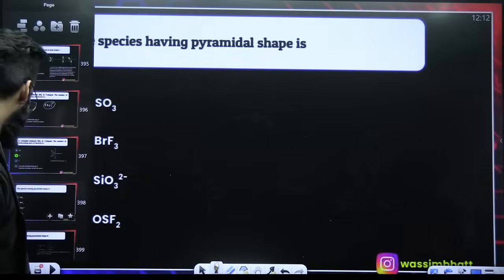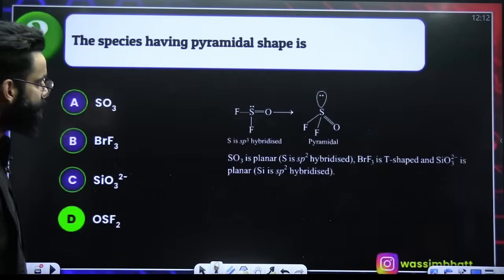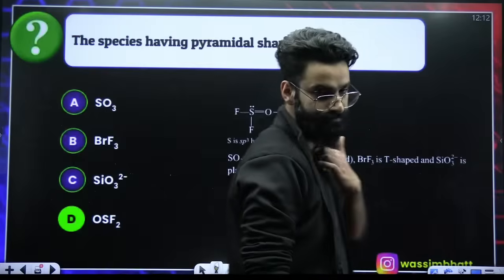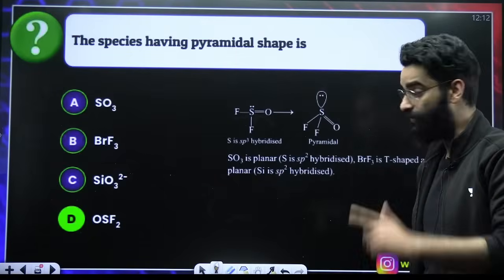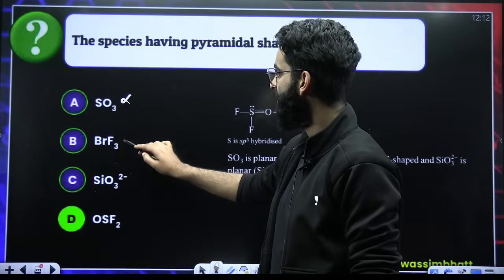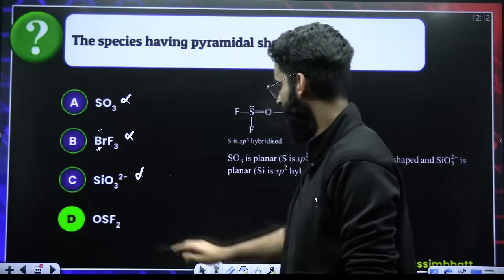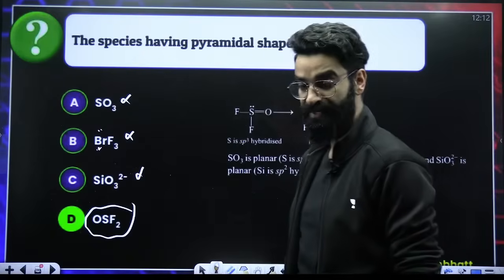Pyramidal shape. Remember, it's a special case. It is OSF2. OSF2 is a special case. Guys, how come this is pyramidal? This won't be pyramidal, right? This has 2 lone pairs, so it is not pyramidal. It is OSF2 basically here, which is pyramidal among all.